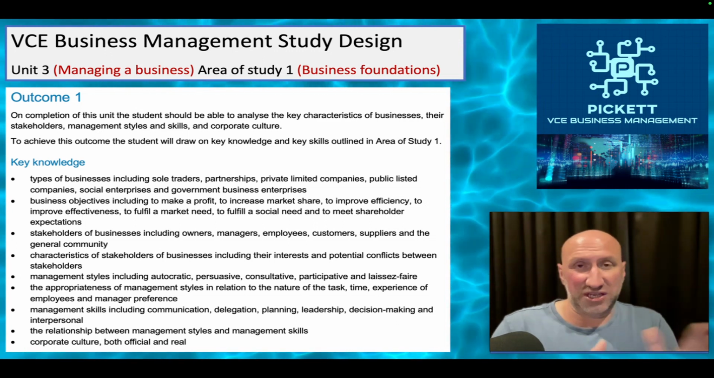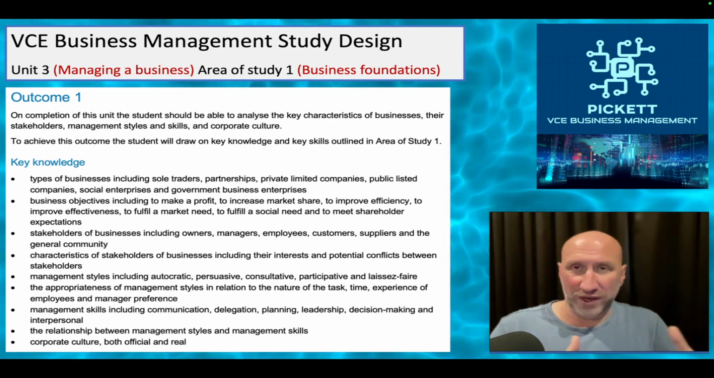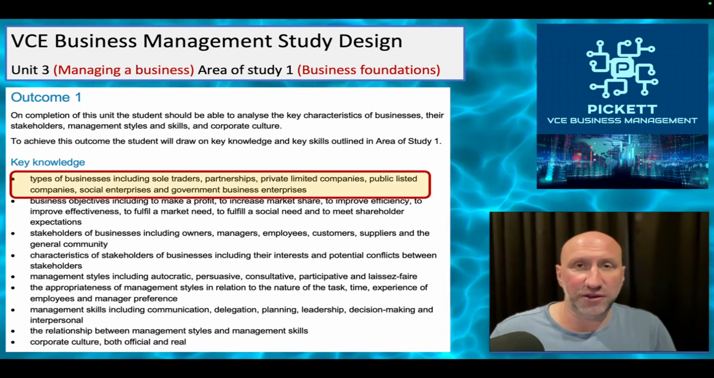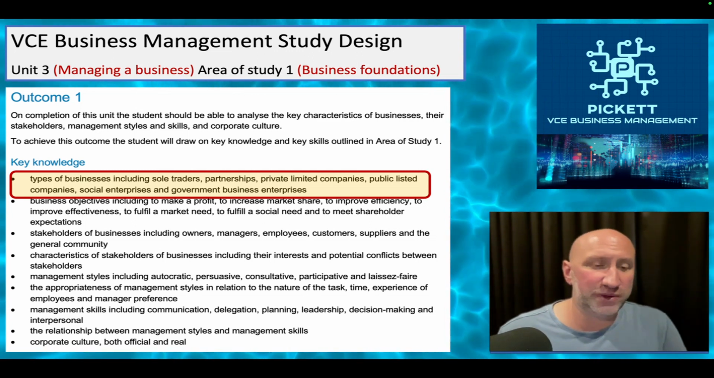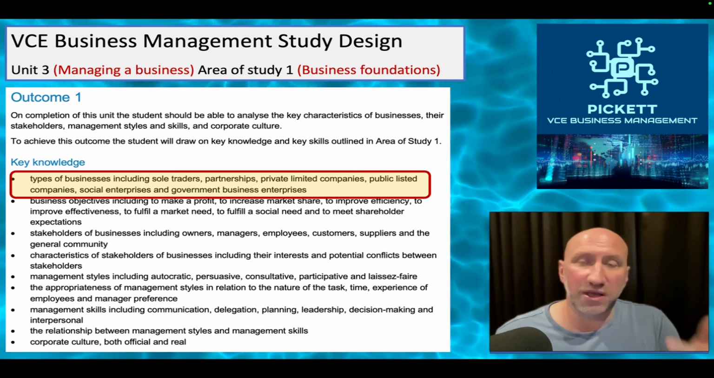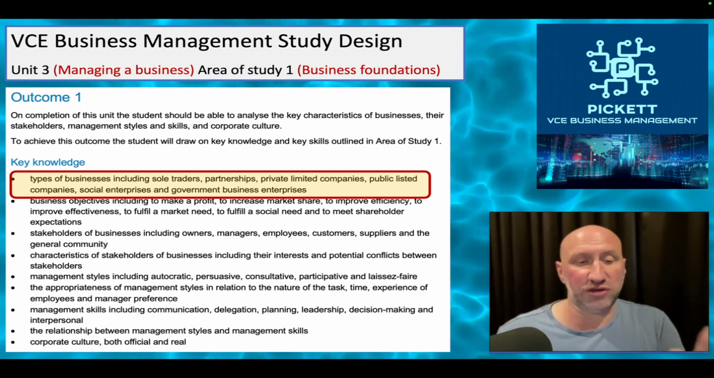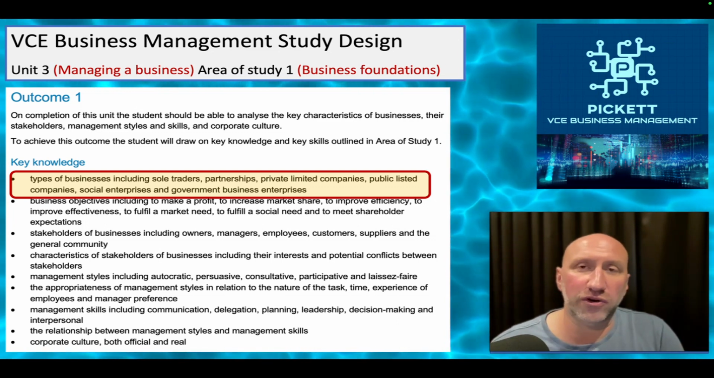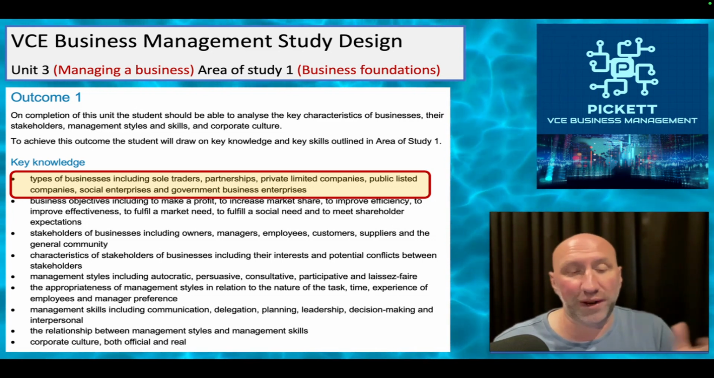In fact, look, there's the whole study design for outcome 1 laid out for us there. Always start the videos, as you know by now, looking at that. And then we highlight the particular key knowledge dot point that the video is going to be about. So if you look at this, types of business including sole traders, partnerships, private limited companies, public listed companies, those 4 we covered in Year 11, but now we're adding a further 2, social enterprises and government business enterprises. So as we go through those first 4, this should ring some bells and jog some memories for those that did Year 11 or did Unit 1.